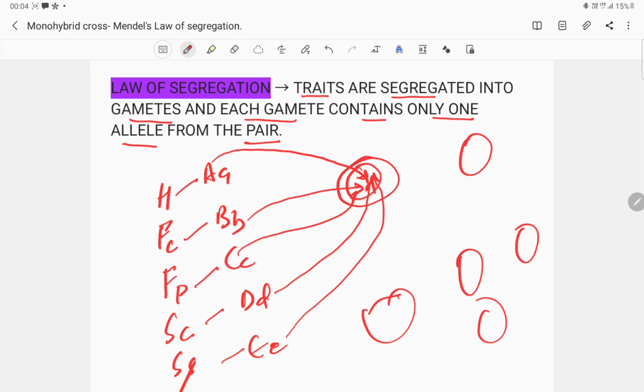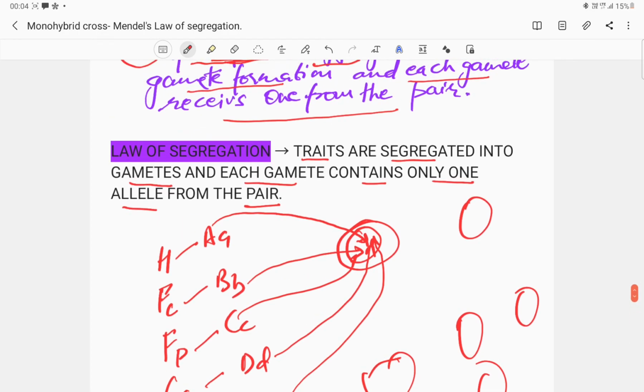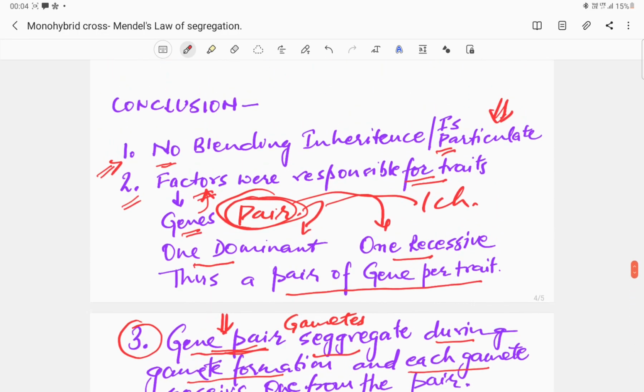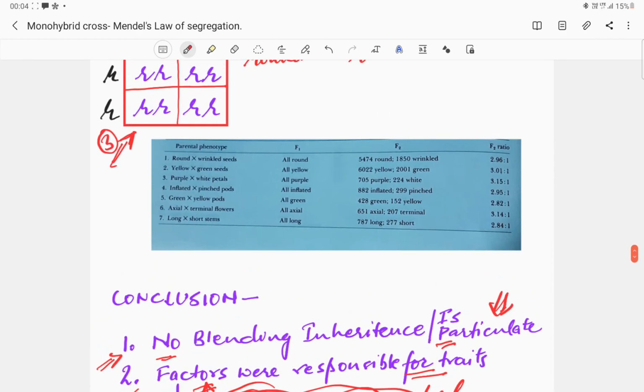And then these gametes, eventually, you know what happens in fertilization. I hope the law of segregation, as discovered by Mendel through his exhaustive experiments, is clear to you. Now, before I come to an end, I want to present a data table, looking at which you can figure out how tedious his experiment was and what a brilliant genius this person was.